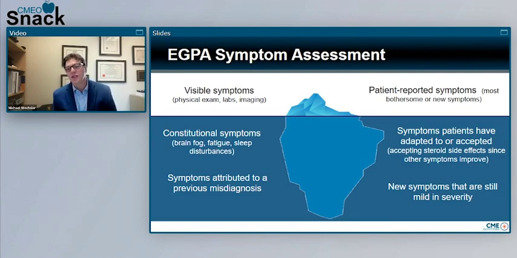I think one of the other challenges is the fact that there are some overt symptoms that become manifest that can be seen on physical exam or on lab findings or on imaging. And those can sometimes be the most bothersome symptoms. But a lot of the other symptoms really are a bit more hidden, a bit more subtle. And that can be very challenging for the patient as well, whether it's fatigue or brain fog or sleep disturbances, which a lot of patients experience.